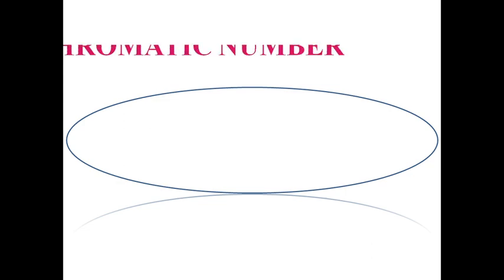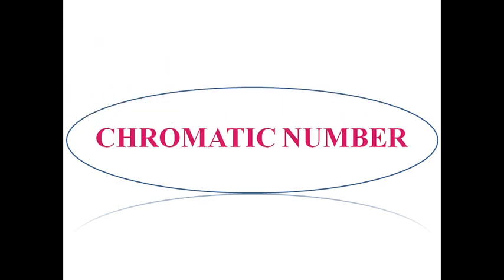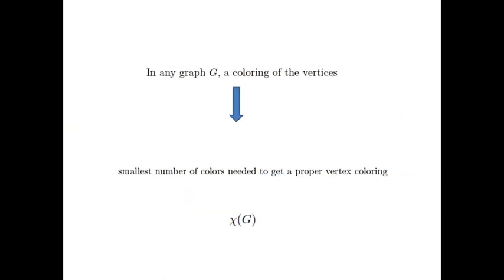Let's see today chromatic number. In any graph G, a coloring of the vertices is called a vertex coloring. The smallest number of colors needed to color the vertices is called the chromatic number, and it is denoted by K of G. The smallest number of colors needed to color the vertices is called the chromatic number.